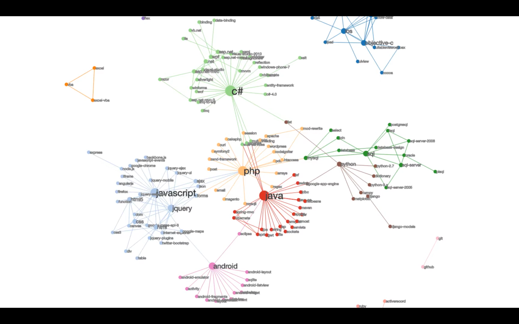If two tags share enough questions, they get a line, and then you pop that into essentially the D3 force-directed layout, and you get this visualization. But it seems a little arbitrary.